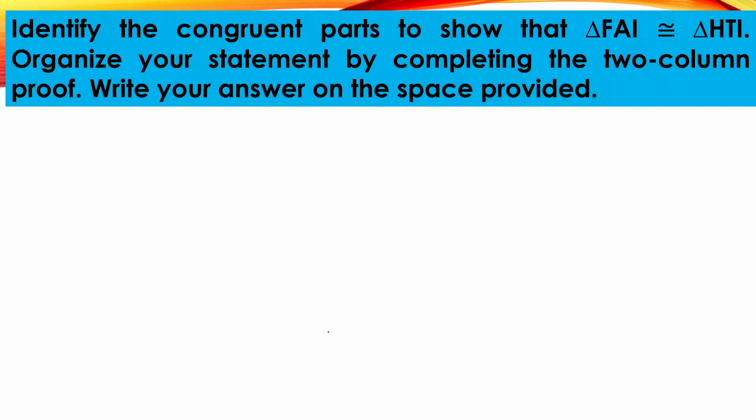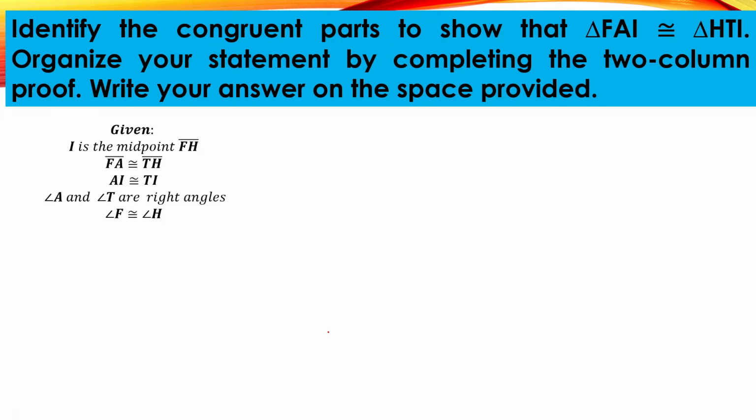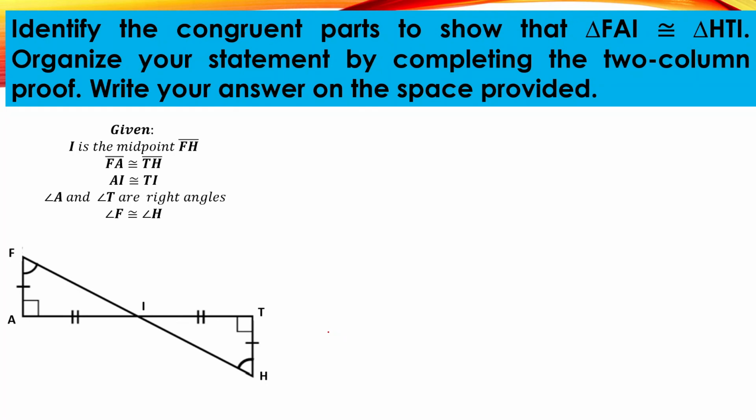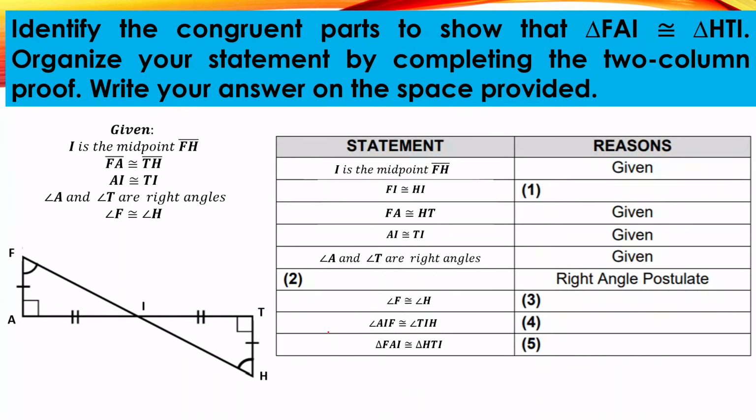Next, another example. So, we have here. Identify the congruent parts to show that triangle FAI is congruent to triangle HDI. So organize your statement by completing the 2-column proof. Write your answer on the space provided. So up here, the given triangle, if I is the midpoint of FH. So yan, sa gitna yung I. FA is congruent to HD. And AI is congruent to TI. And angle A and angle T are right angles. So we have here. So pag sinabi na natin right angle, that is equal to 90 degrees.